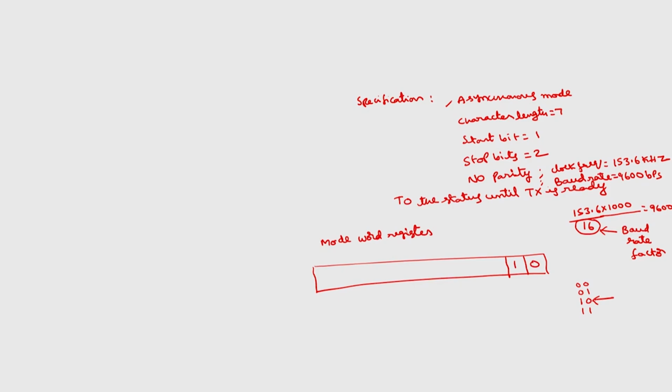Then the next 2 bits are character length. So, what is the character length here? 5 bits means 0 0, 6 bits means 0 1, and here it is 1 0 because it is 7 bits.